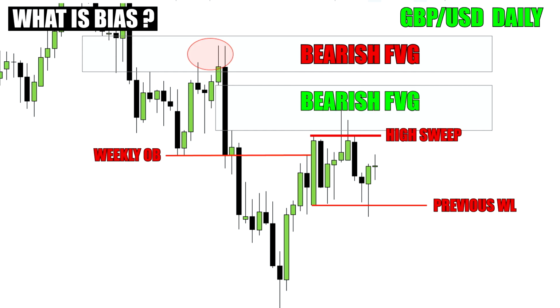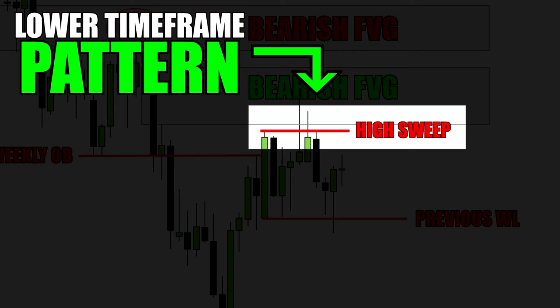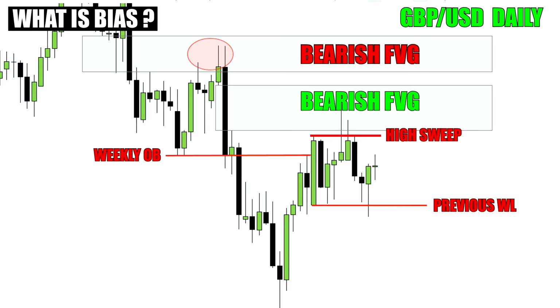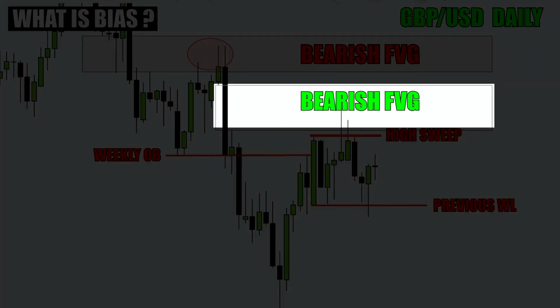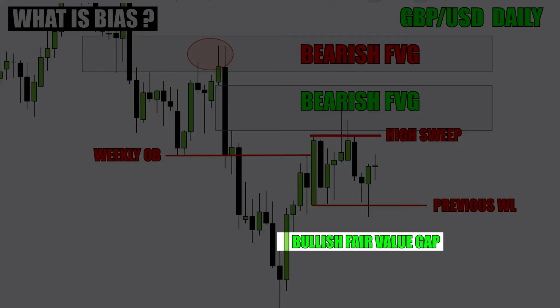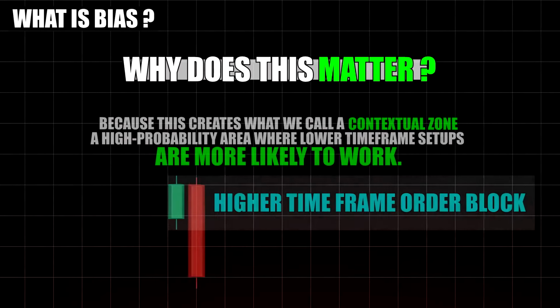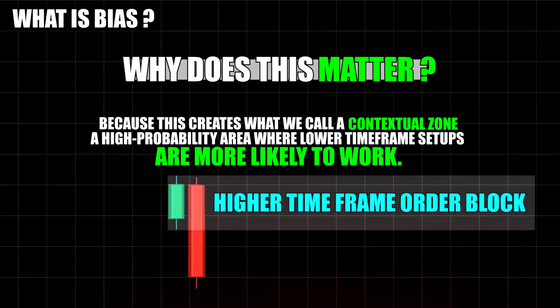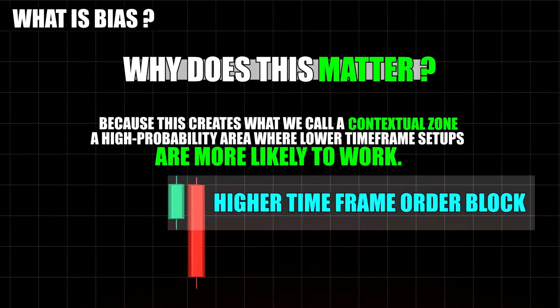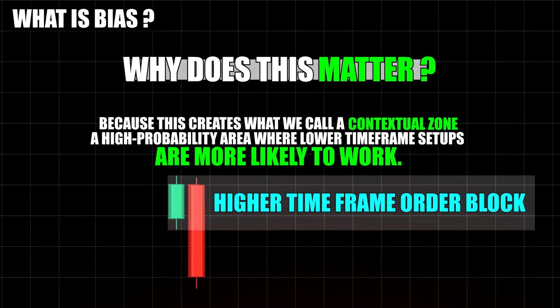So what might be happening here? That wick could represent a lower time frame pattern, price reaching up to fill a fair value gap before dropping into another one, a sign of manipulation. This suggests price may soon drop, targeting the previous weekly low. Why does this matter? Because this creates what we call a contextual zone, a high probability area where lower time frame setups are more likely to work.